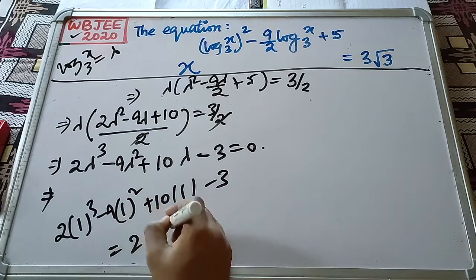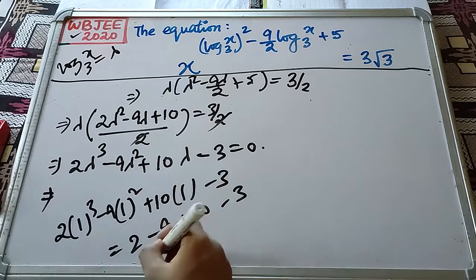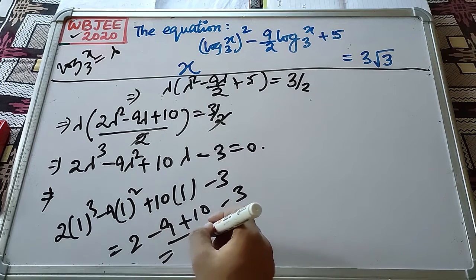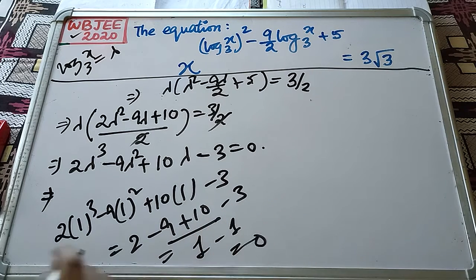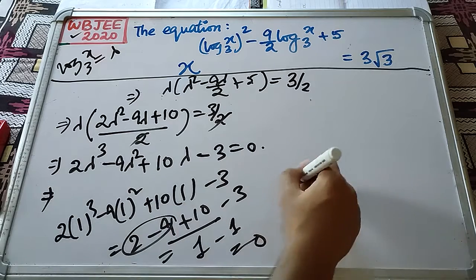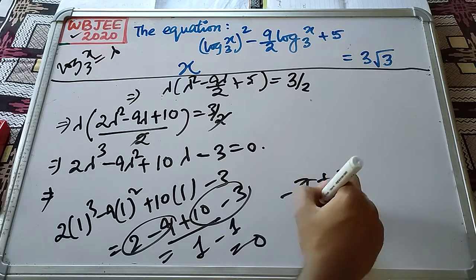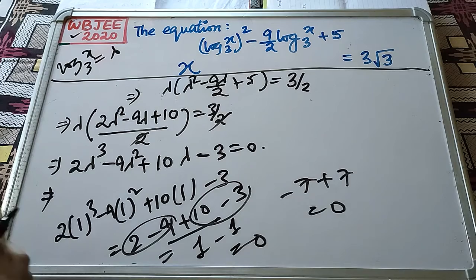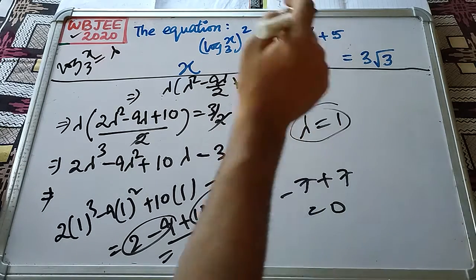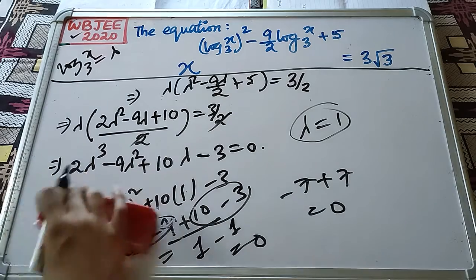This becomes 2 minus 9 plus 10 minus 3. This becomes plus 1 minus 1 equals 0, right? Because this is minus 7, this is plus 7, so this is 0. Therefore what we can see is that lambda equals 1 is actually a factor of this, right?